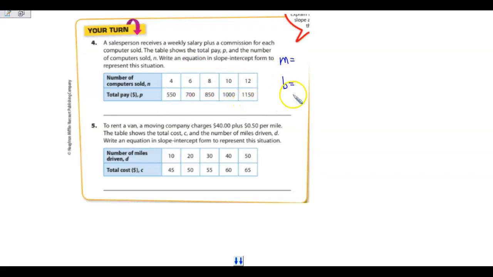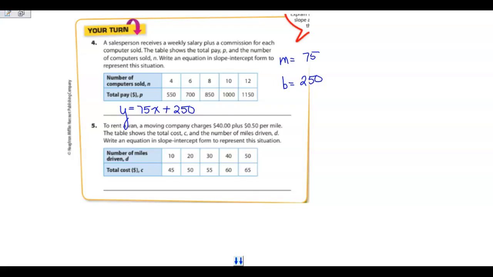And now find your y-intercept, and then put it in your slope-intercept form. Once you've done your calculations, you should have found that the slope is 75 and that the y-intercept is 250. So that makes your equation y equals 75x plus 250.